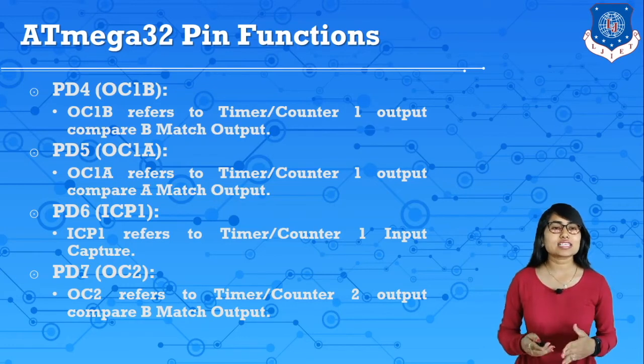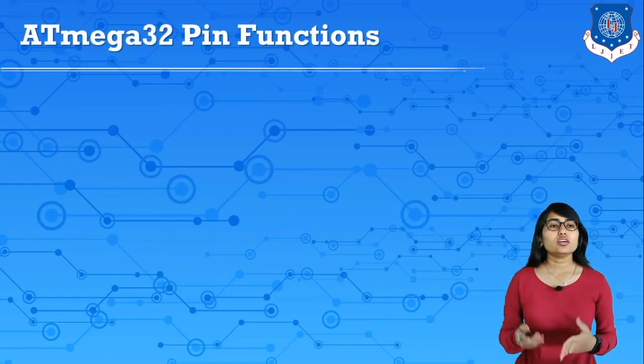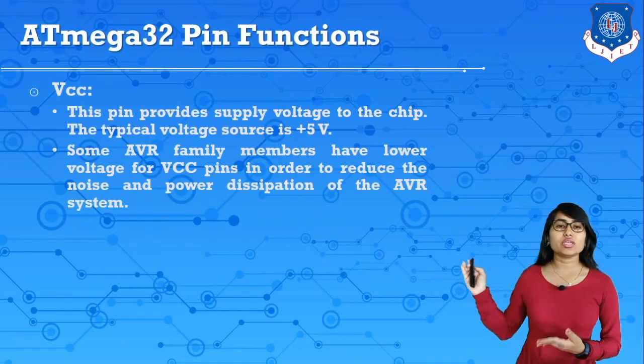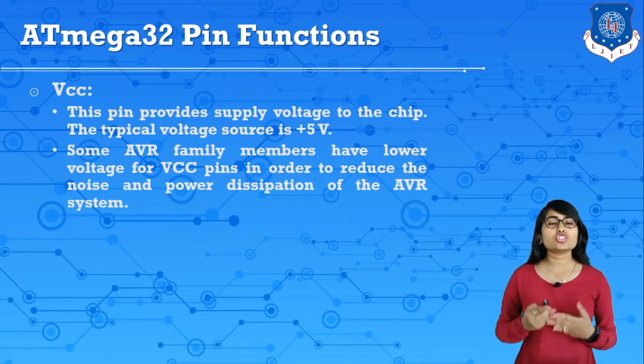Now let's discuss the rest of the pins. Here we have VCC. The VCC pin is basically for supply voltage. This pin provides supply voltage to the chip. The typical voltage source is plus 5 volt, and some AVR family members have lower voltage for the VCC pin in order to reduce the noise and power dissipation of the AVR system.